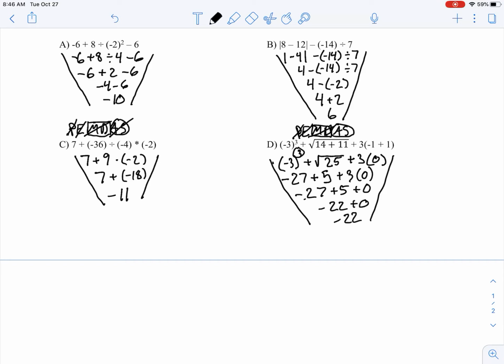All right, so I suggest that as you go for each problem, do this out. Write out your order of operations and cross it out as you finish each one.